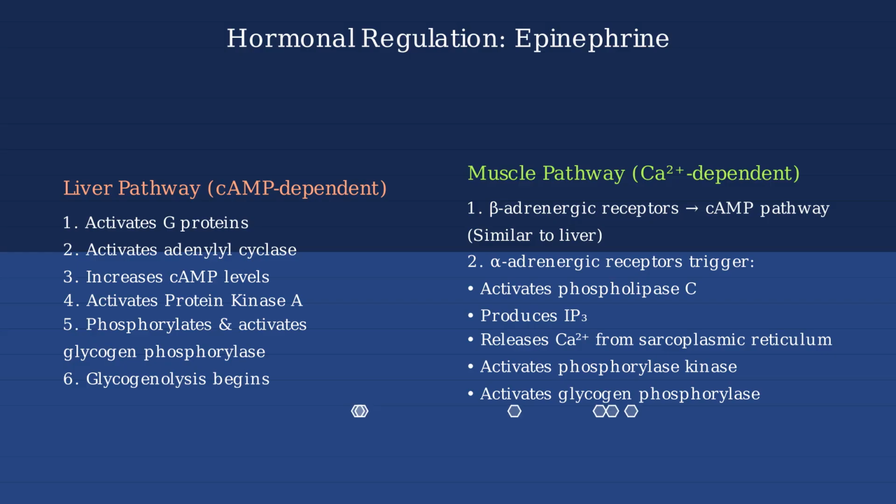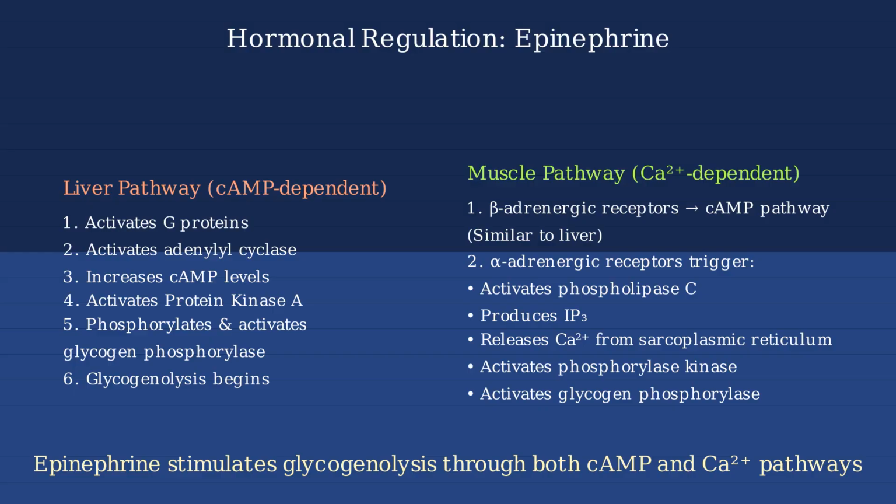Both pathways lead to increased glycogenolysis, releasing glucose 1-phosphate that can be converted to glucose 6-phosphate. In the liver, this can become free glucose to raise blood glucose levels. To summarize, epinephrine stimulates glycogenolysis in both liver and muscle through cAMP-dependent pathways, with muscle having an additional calcium-dependent mechanism, allowing for a rapid response during stress or physical activity.